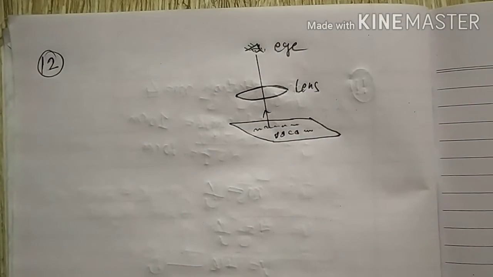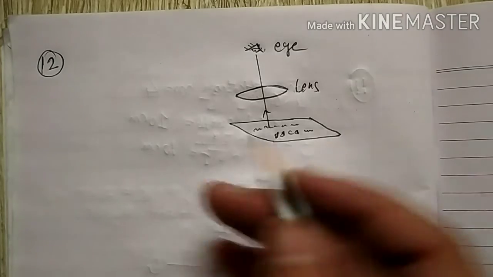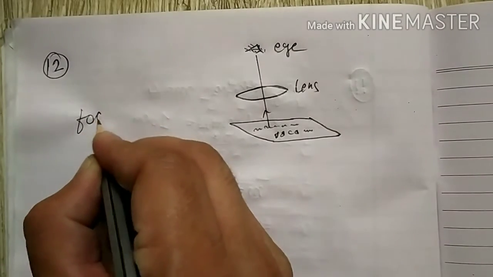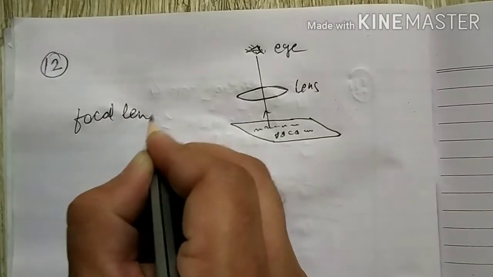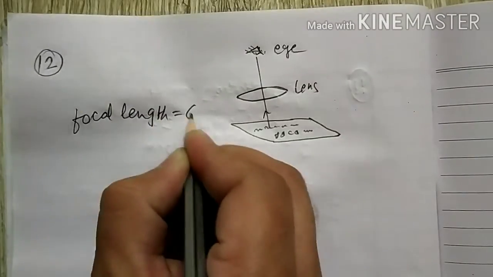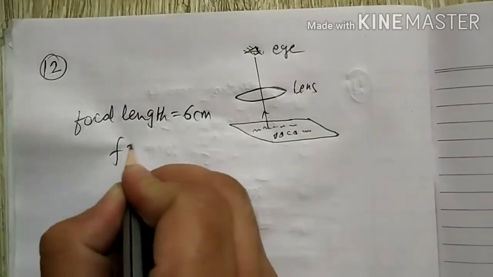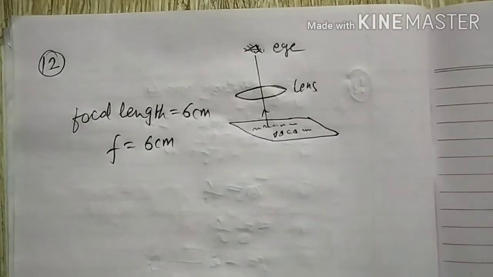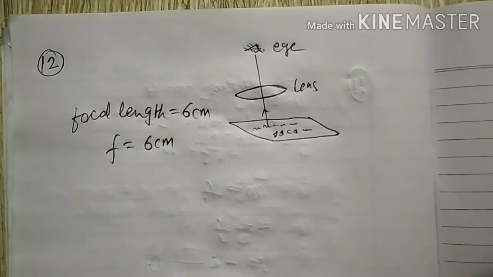Now see the students, I brought question number 12. Very interesting question. So I'm reading the question. A convex lens of focal length 6 centimeter. So the focal length of the lens is 6 centimeter, so the value of f will be 6 centimeter. Convex lens is there, and they are saying that the lens of focal length 6 centimeter is held 4 centimeter from a newspaper.